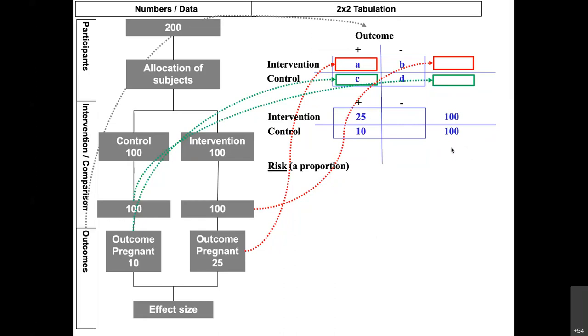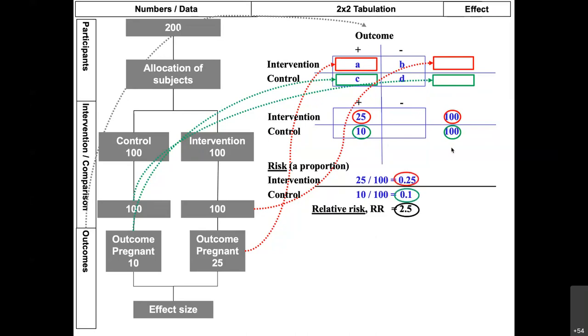We talked earlier about odds ratio, but you also are familiar with a term called relative risk. We'll calculate the relative risk first because it's simpler to understand. The risk is a proportion. So what is the risk of becoming pregnant in the intervention group? Well, it's 25 divided by 100, which is 0.25. The chance of becoming pregnant in the control group is 10 divided by 100, which is 0.1. And the relative risk is one divided by the other, and we get 2.5.